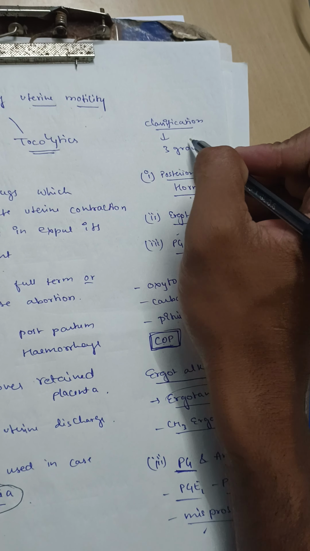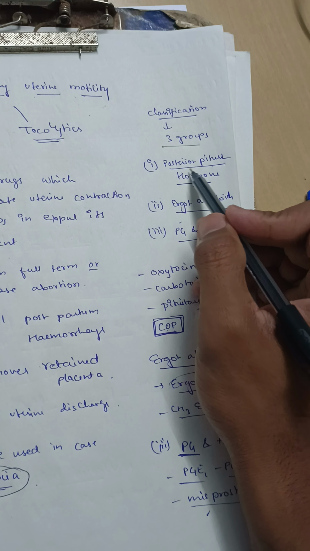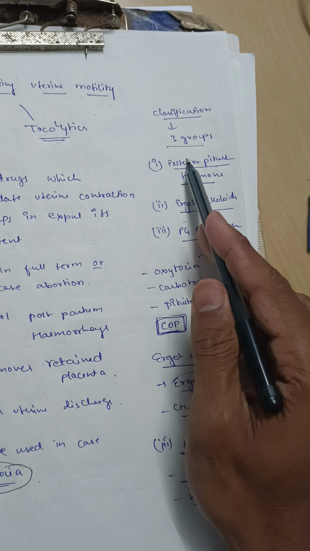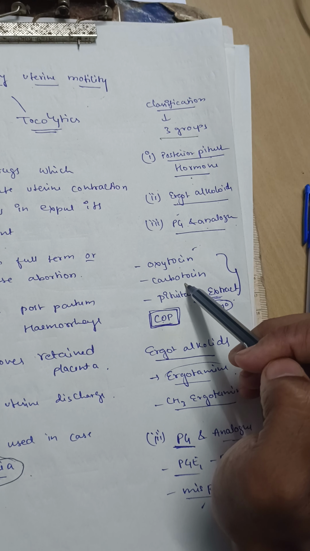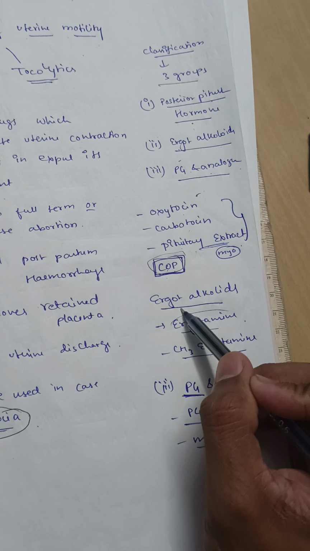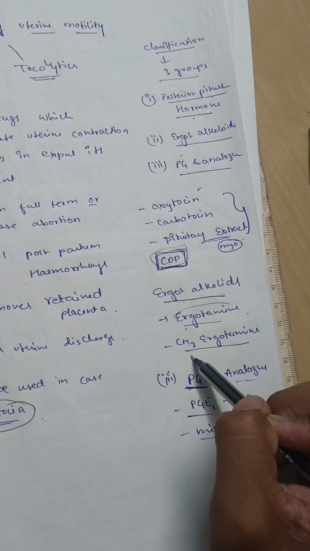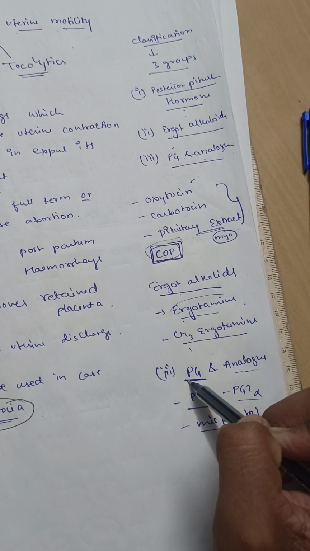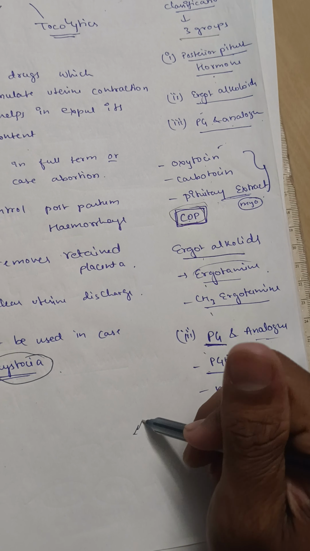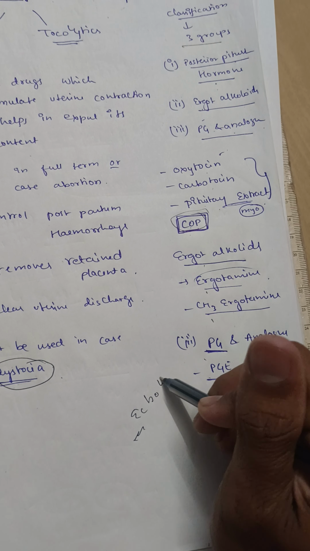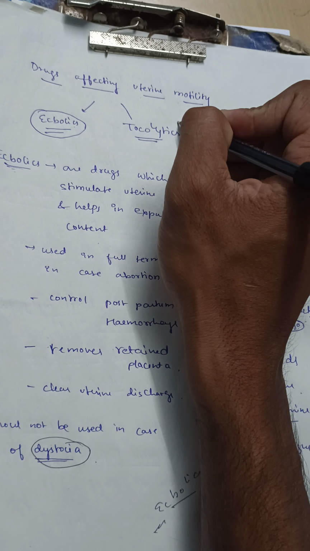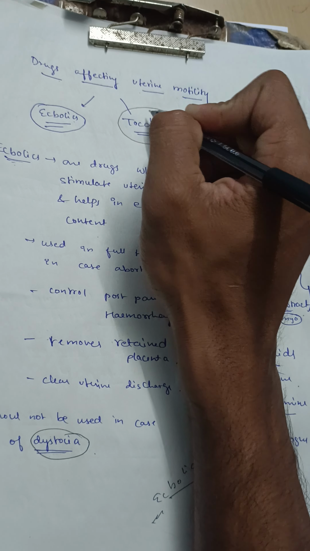Then this ecbolics are classified into three groups, that is posterior pituitary hormone, ergot alkaloids and PG analogs. Examples of posterior pituitary hormones are oxytocin, carbotocin and pituitary extract. Remember COP. Okay. Next, ergot alkaloid examples are ergotamine and methyl ergotamine. Next, PG analogs are PGE2, PGF2 alpha and misoprostol. That's all about ecbolics. Okay, ecbolics. In next class, we will deal with second group of drugs which are affecting uterine motility, that is tocolytics.